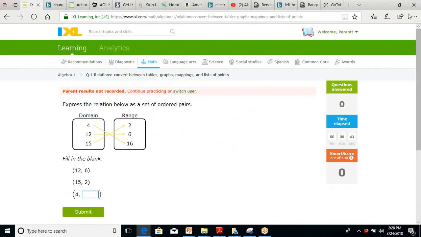Bear with us. Okay, so let's look at this code. It says express the relation below as a set of ordered pairs. So if you're going to express this in ordered pairs and fill in the blank, 15 goes to 2, 12 goes to 6, and 4 goes to 16, right?